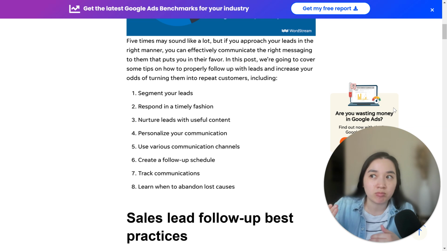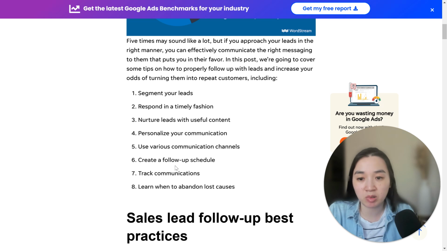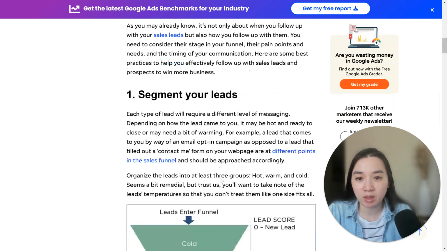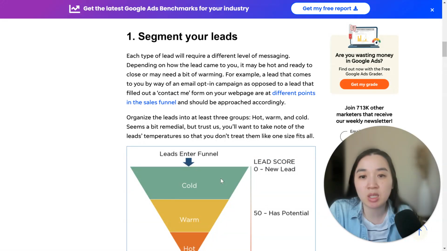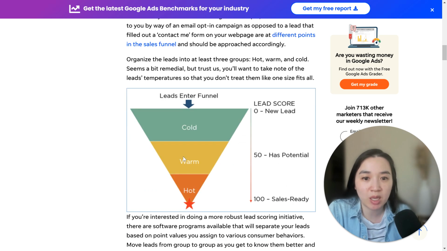And WordStream does a great job at laying out the different tips on best follow-up practices. So here we're going to start with segmenting your leads and then move down to the eighth one, which is learn when to abandon lost causes. So, segment your leads. Each lead that comes in will require a different level of messaging, and you will be able to see what type of interest your lead has based off of how they fill out a form or based off of your conversation with them.